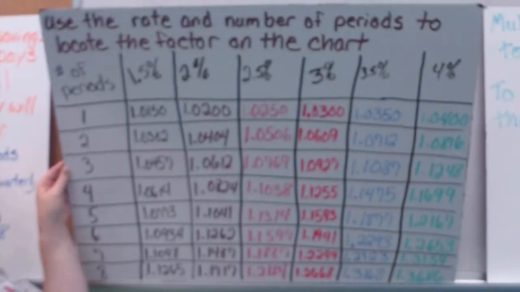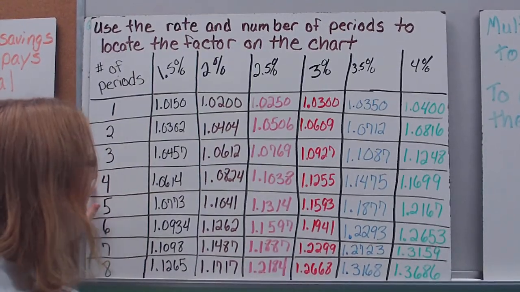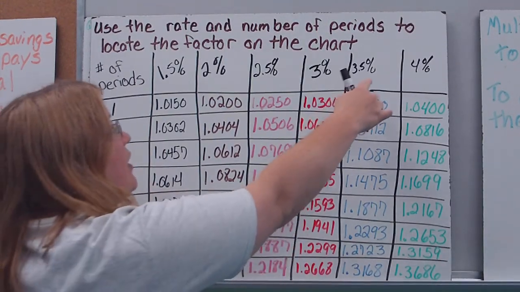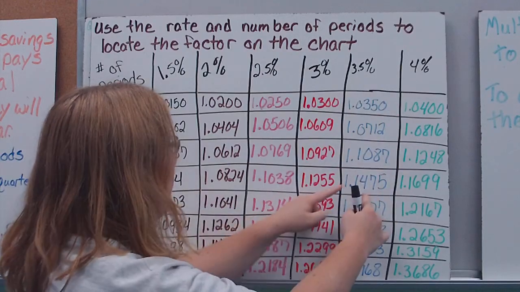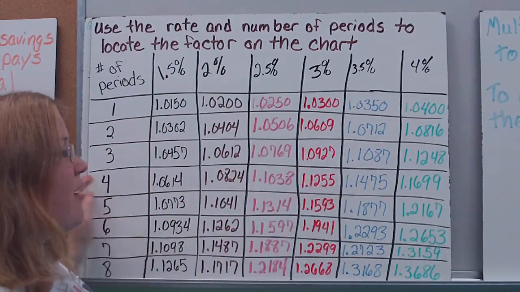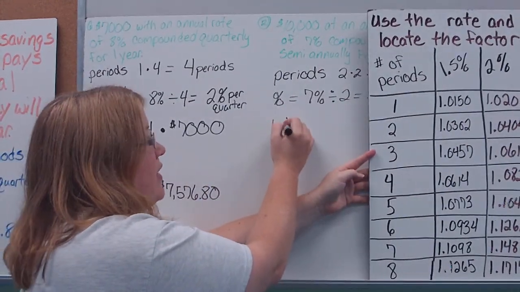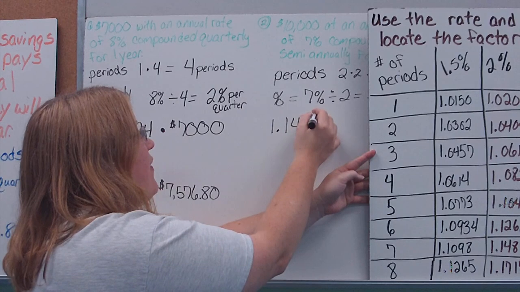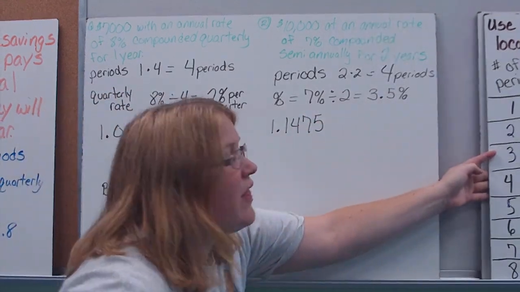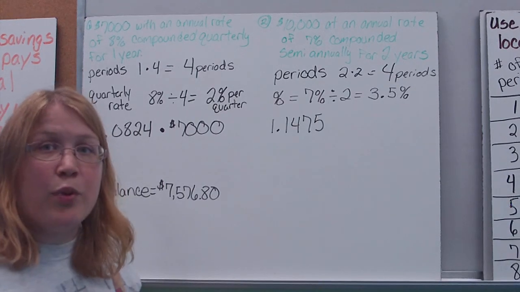And let me double check my numbers. 4 periods at 3.5%. So here's 3.5, here's 4. Where do they intersect? 1.1475. So I'm going to write that down. 1.1475. That is the factor I'm now going to use to multiply my principal by.